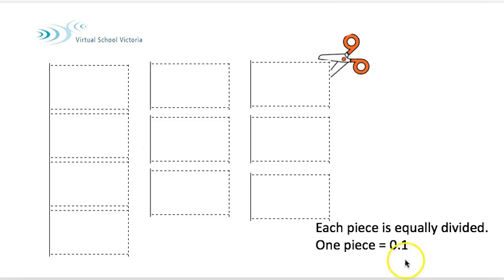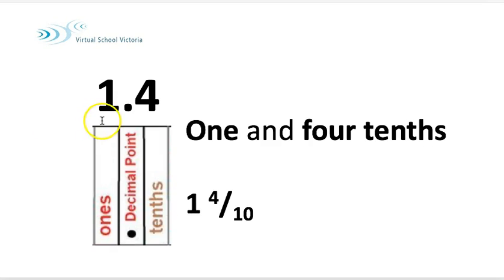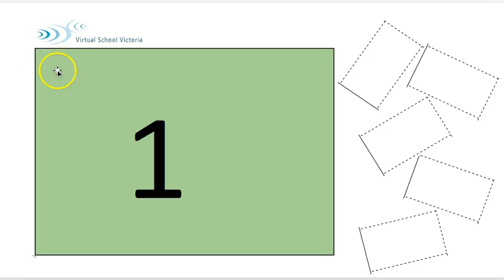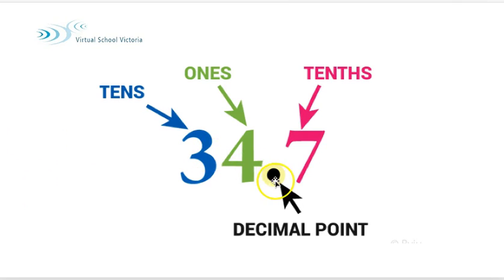And of course, 1/10 is written as 0.1, 2/10 is written as 0.2. Now, what is that number? Can you write it with a decimal point? You can write it as 1.4, 1 4/10, or here as a fraction. Here is another way of showing a number. You can write that as 1.5, 1 5/10, or 0.5 is always a half. And in our number system, the decimal point is always between the ones and the tenths.